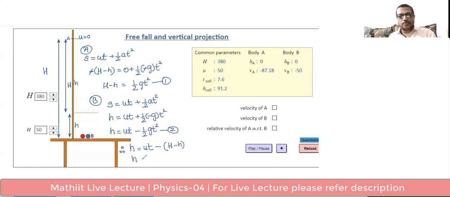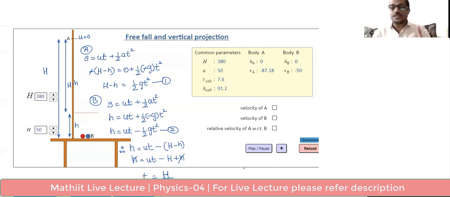Now, if you open up the brackets, small h is equal to ut minus capital H minus of minus plus small h. Small h and small h get cancelled. So t is equal to H by u. From this, we come to know that the time at which the bodies cross over each other depends both on the height from which the first body is dropped and the velocity with which the second body is projected.